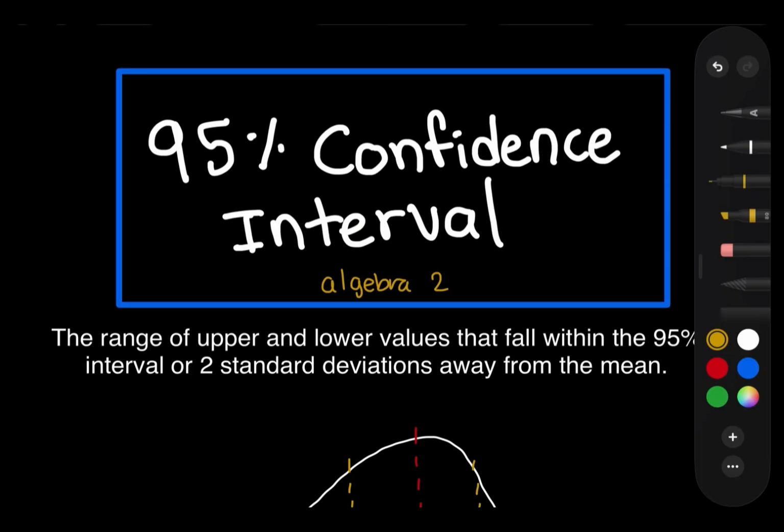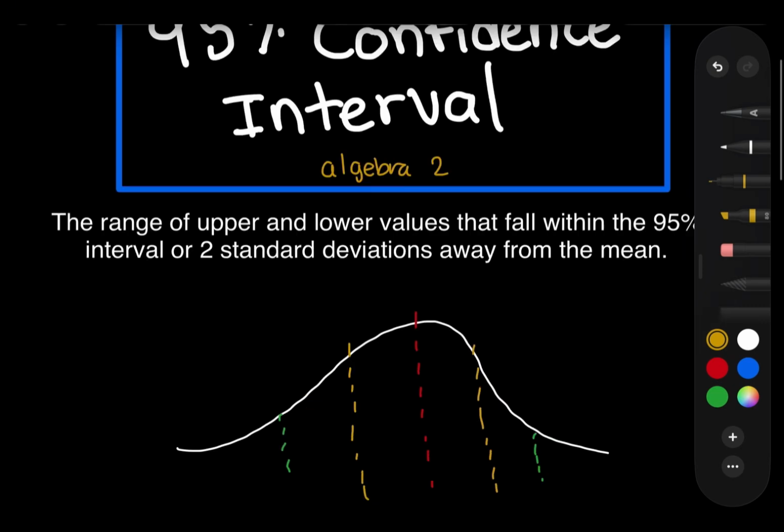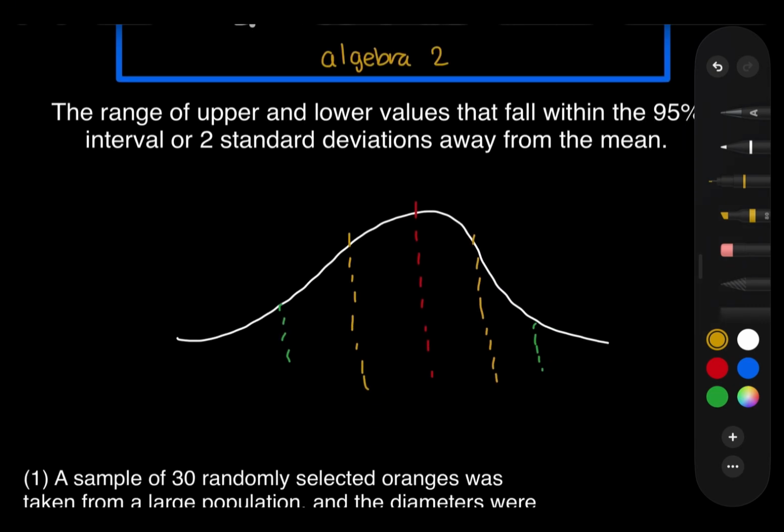Hi everyone, we're going to be talking about the 95% confidence interval. The 95% confidence interval is the range of upper and lower values that fall within the 95% interval, or 2 standard deviations away from the mean. What this is saying is that it's asking for the minimum and maximum values, so min and max, which is our interval or our range within the 95% interval or 2 standard deviations.